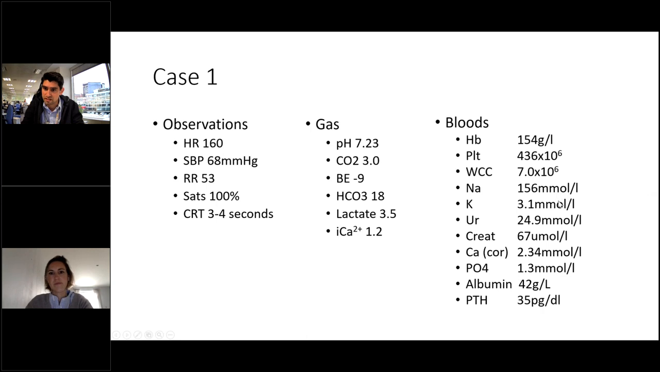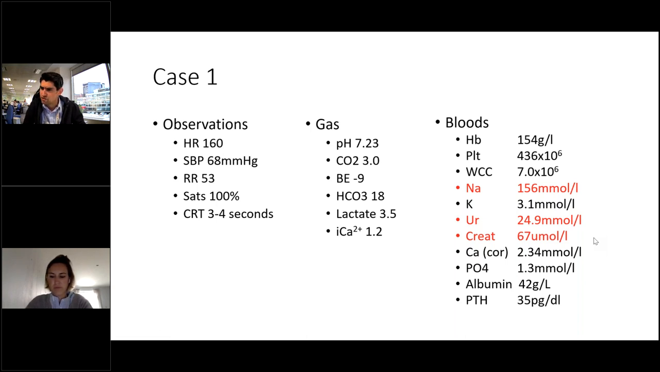So then we've got some bloods. Anyone want to make a comment on the bloods and what you deduce from that? A raised sodium and a low potassium. Yeah. A high urea. Very high urea, because he has 24.9. You can tell this baby is probably very dehydrated. And the creatinine is 67, if you can see that as well. So probably a high creatinine for this baby, if you think about his age, 3 months old.